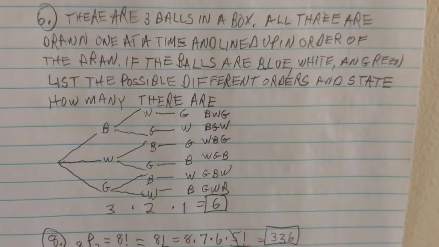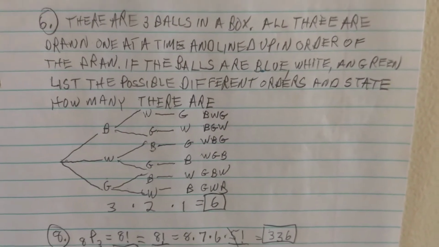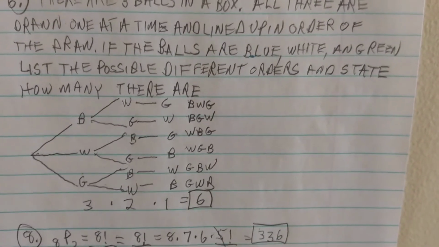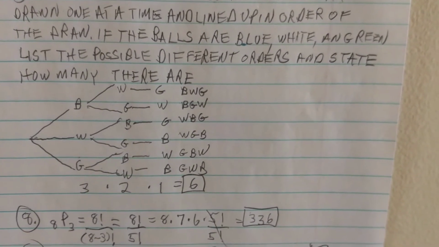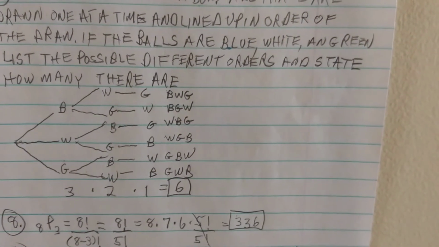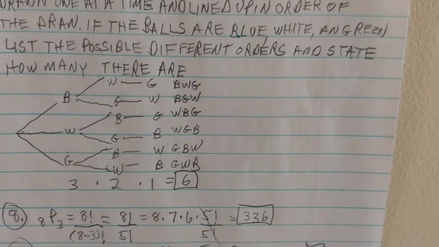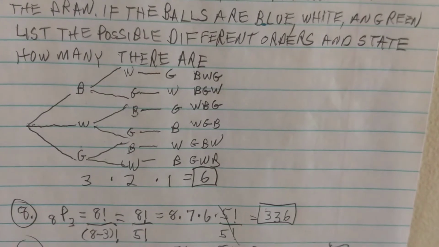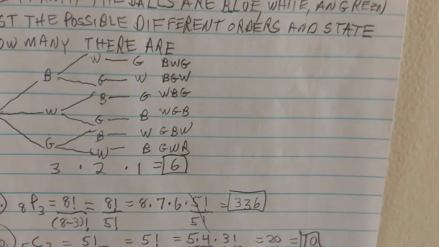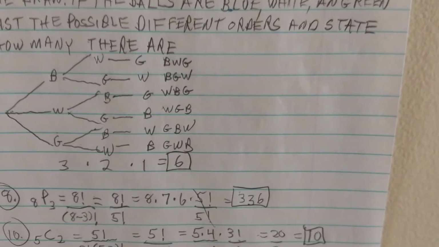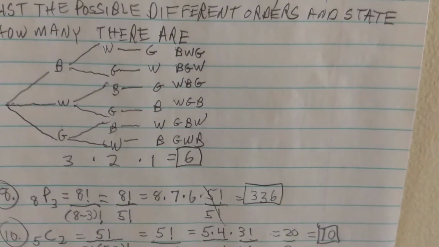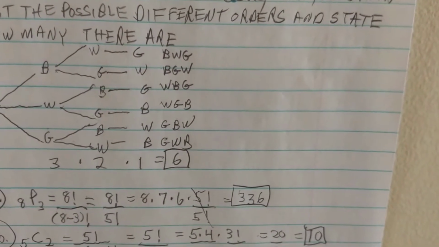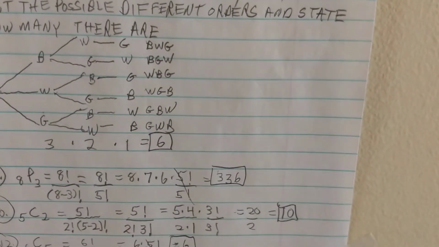Now this one is a little long and we're trying to illustrate it with a diagram. There are 3 balls in a box. All 3 are drawn one at a time and lined up in order of the draw. If the balls are blue, white, and green, list the possible different orders and state how many there are. Well, for the first draw, we're either going to get a blue, a white, or a green, and that has the number 3 under it. For the second draw, we get a white or a green for the blue, we get a blue or a green for the white, and we get a blue or a white for the green. So that's times 2. And for the last ball, there's only 1 left.